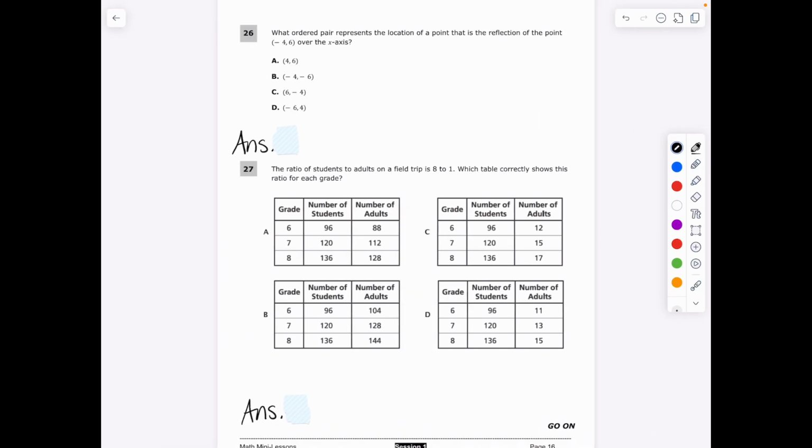Let's look at 26, which is B, and 27, which is C. 26. What ordered pair represents the location? So I want to know what pair is the reflection of -4, 6 over the x-axis. Okay. So I'm going to start by kind of estimating where that is. So -4, if I'm starting from here, I'm going to go back 4 and up 6. So that's where this piece is. Here's -4, 6. That's what the point is. And I want to reflect over the x-axis. So that's this one here.